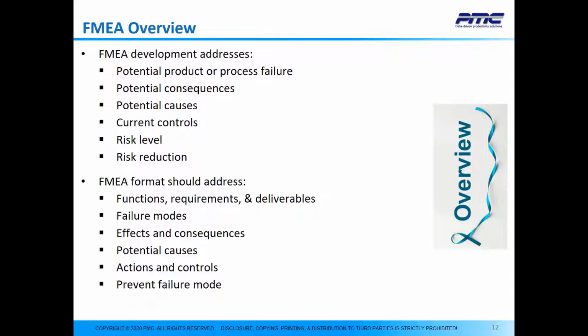The FMEA, or failure mode and effects analysis, format may vary based on the needs of the organization and customer requirements. The format should at least address the function, requirements, and deliverables; failure modes when functional requirements are not met; effects and consequences of the failure mode; potential causes of the failure modes; actions and controls to address the causes of the failure mode; and finally, actions to prevent recurrence of the failure mode.